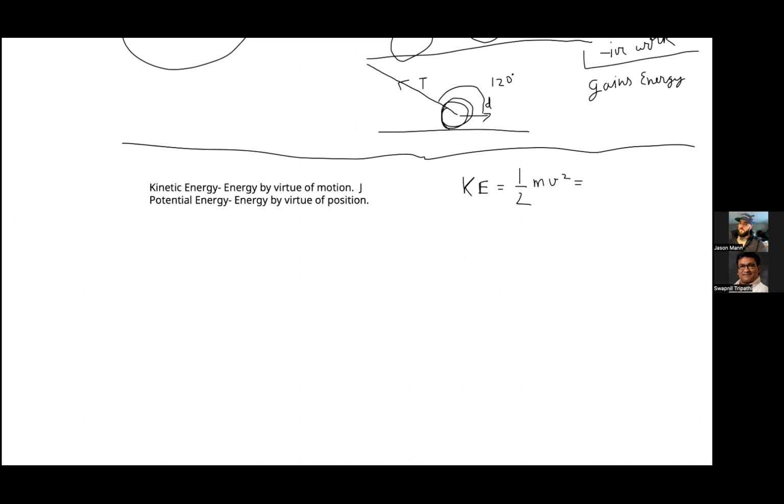So suppose the bowling ball is 5 kg and it is moving with a speed of 6 meters per second. Then we would do half times 5 times 6 squared, which is 36. So that comes out to 90 joules. So that's how you calculate kinetic energy.